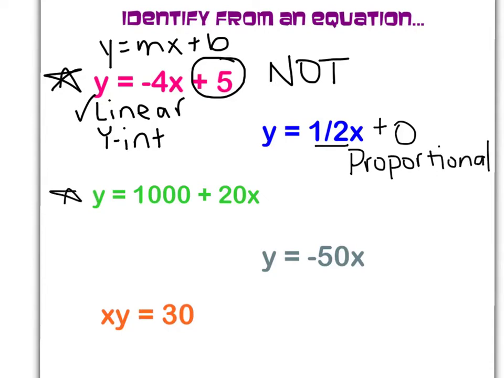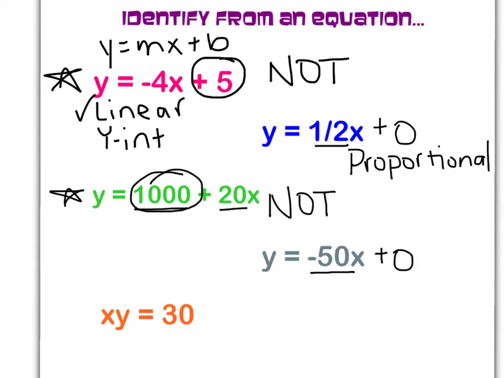The green one, y equals 1000 plus 20x. I know it's linear because it has the slope and a y-intercept, but the y-intercept is not 0, so this one is not. Y equals negative 50x has a slope, so I know it's linear, and the y-intercept is 0. I could write it like this. So this one is proportional.